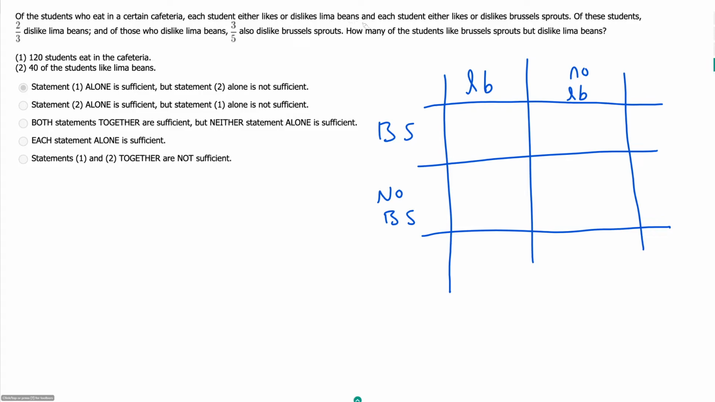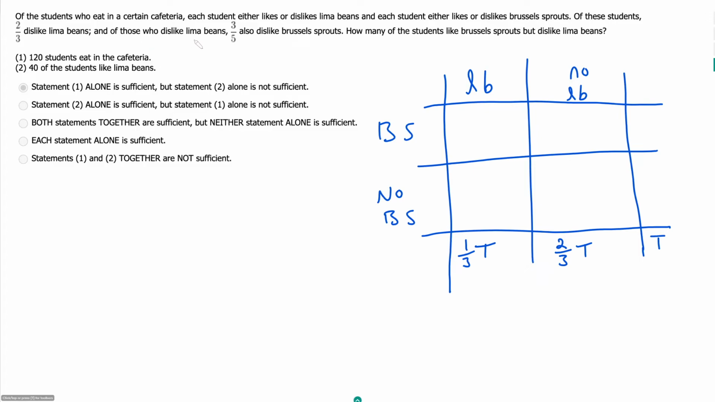Each student either likes or dislikes lima beans. Of these students, 2/3 dislike lima beans. So when they say of these students, they mean of the total students. So what does that mean? If I have some total number of students, T, 2/3 of those students dislike lima beans. So that will be 2/3 T over here, which means 1/3 of our students like lima beans.